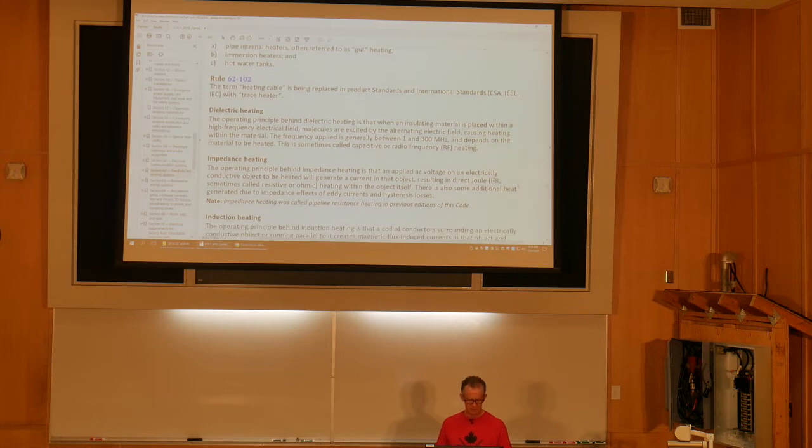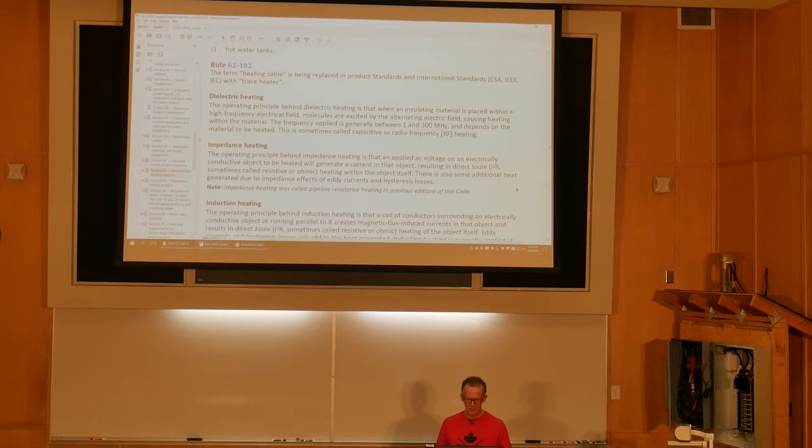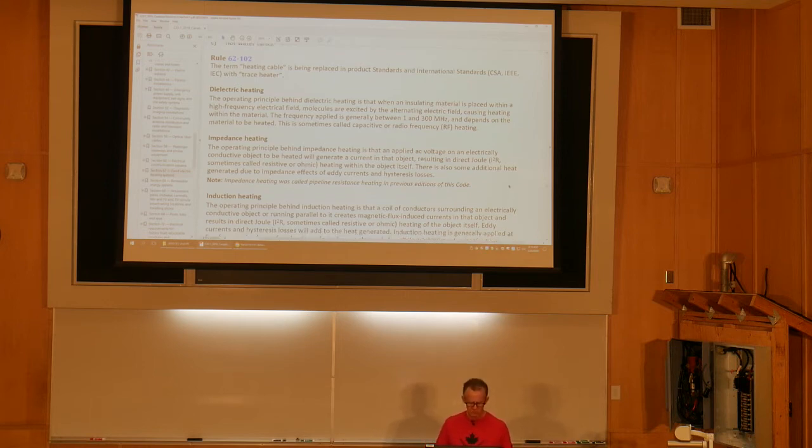Impedance heating. The operating principle behind impedance heating is that an applied AC voltage on an electrically conductive object to be heated will generate a current in that object, resulting in direct Joule I²R, sometimes called resistive or ohmic heating, within the object itself. There is also some additional heat generated due to impedance effects of eddy currents and hysteresis losses. Note, impedance heating was called pipeline resistance heating in previous editions of this Code.